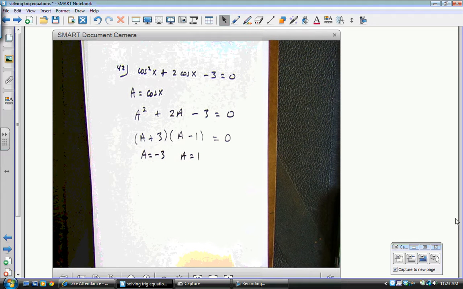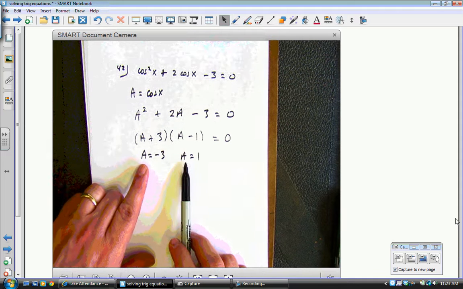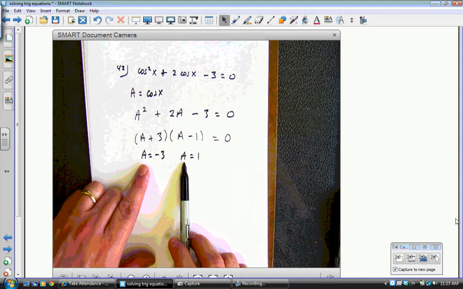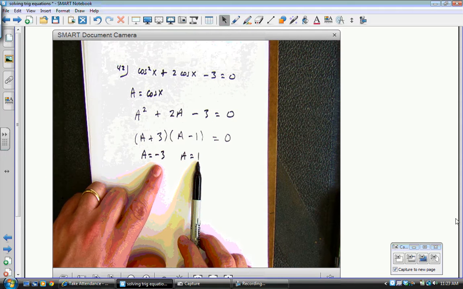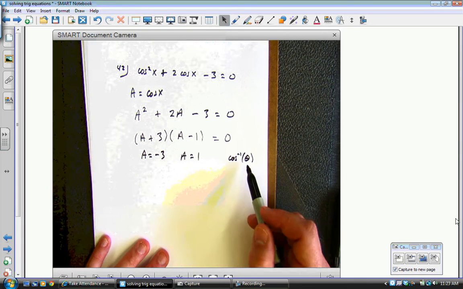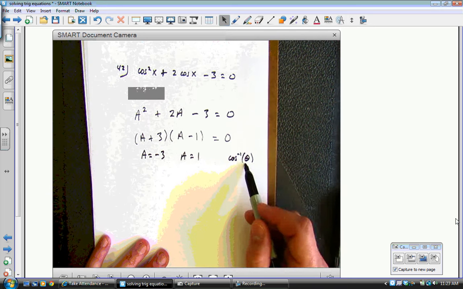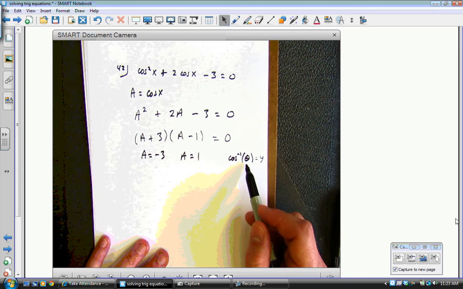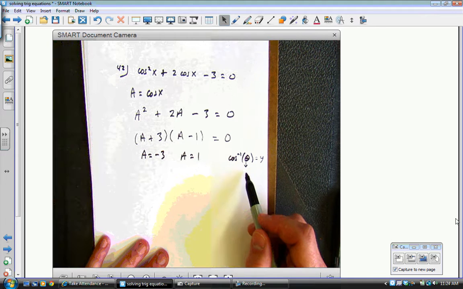Now, there's something aside here that I needed to say on this one, and it's actually kind of a good thing that comes out of this. What we really do here when we say cosine x equals negative 3 and cosine x equals 1 is we're finding the inverse. We're using inverse cosine. So as an aside, when I had inverse cosine of theta, what did we say about when this was equal to y? What did we say about the domain of theta?